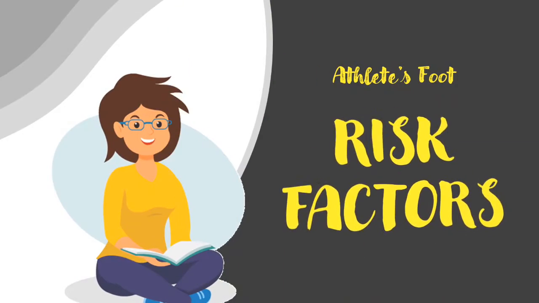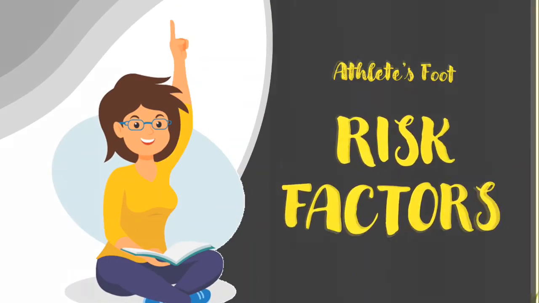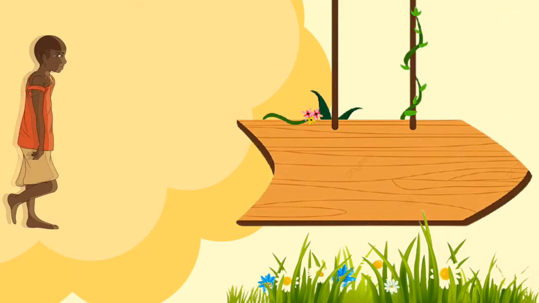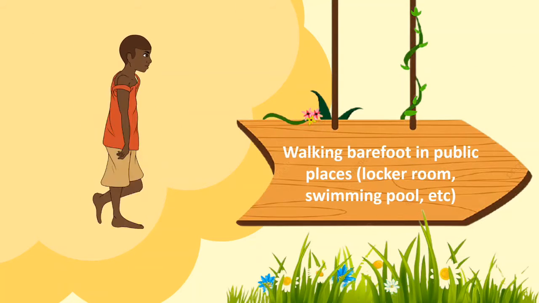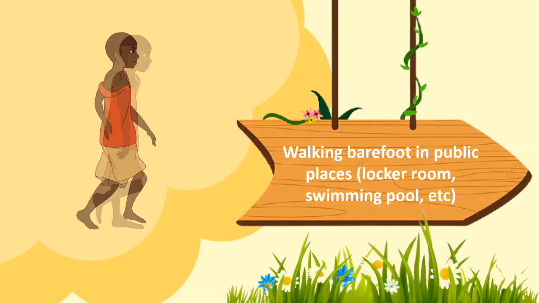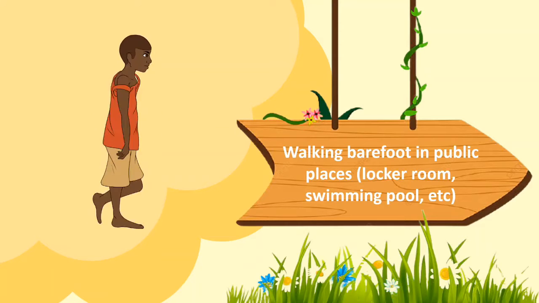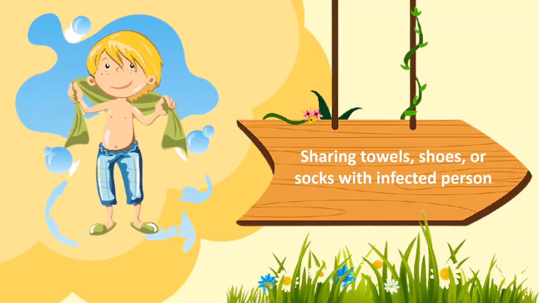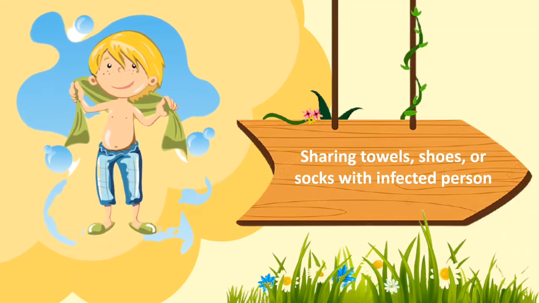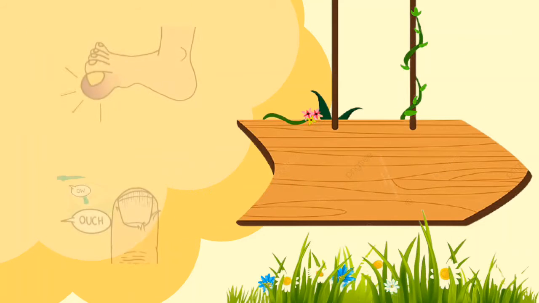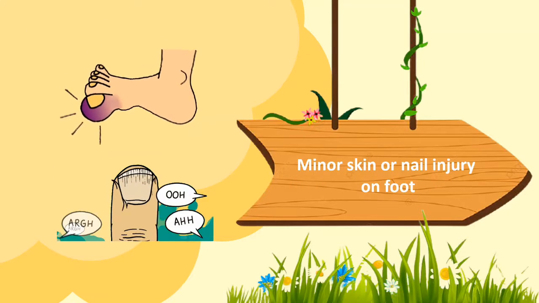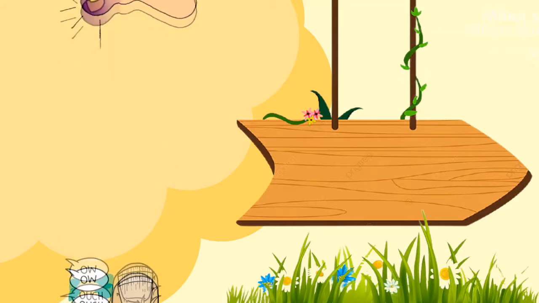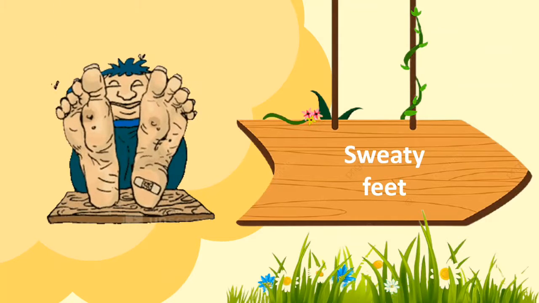Risk factors. Firstly, walking barefoot in public places such as locker rooms and swimming pools increases the risk of athlete's foot. Secondly, frequently wearing damp socks or tight-fitting shoes. Sharing towels, shoes, or socks with an infected person. Next, a minor skin or nail injury on the foot is more prone to getting the infection. And lastly, a person with sweaty feet has an increased risk of getting the infection.